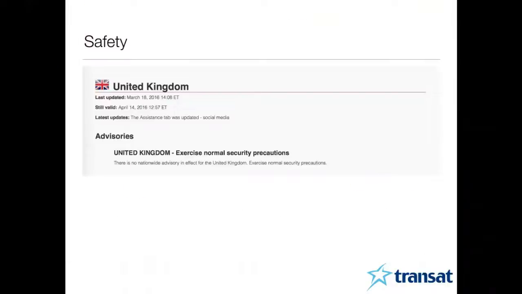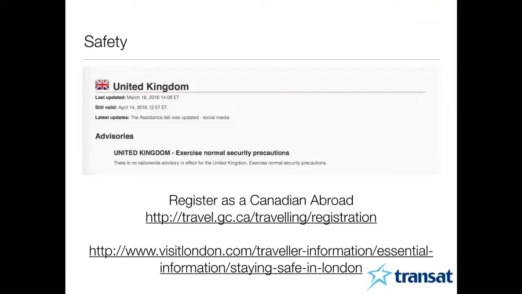As for safety, there are currently no travel advisories for the UK. As London is a big city, I recommend you just exercise general safety precautions. One thing I recommend to any Canadian traveling anywhere is to register with the Canadian government as a Canadian traveling abroad, or check out the local tourism board's safety tips. With the registration of Canadians Abroad, government officials can contact you and provide you updated information in case there's an emergency, or what to do during an emergency. They also let you know if anything has changed in the safety of the place that you're visiting.